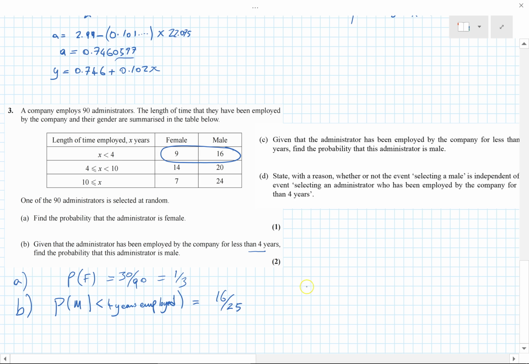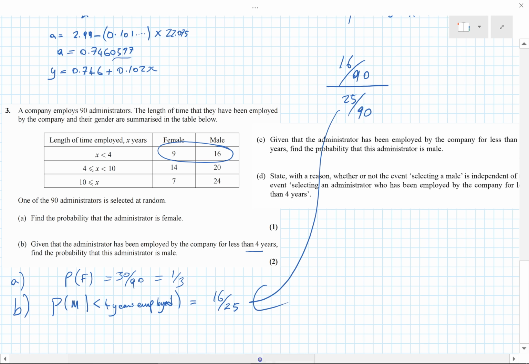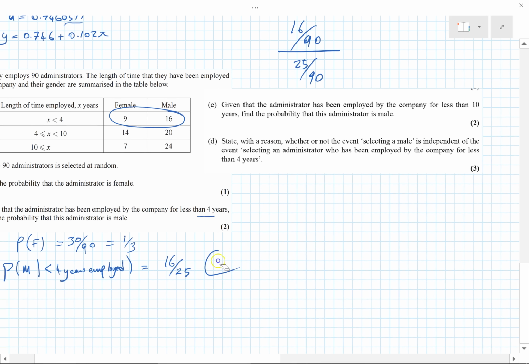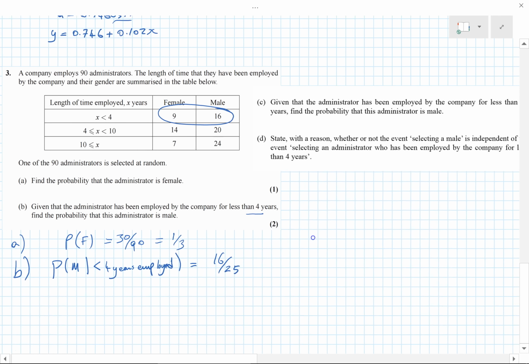We can use a formula for it, in which case we just work out the probability of both of these occurring, which would be 16 over 90. If you do the probability of both of them occurring, divided by the probability of x is less than 4, which would be 25 over 90, that will get us, using the formula, to the same result. But I am going to just use reduced sample space, kind of a common sense approach. It did seem like a better way to go on reflection.